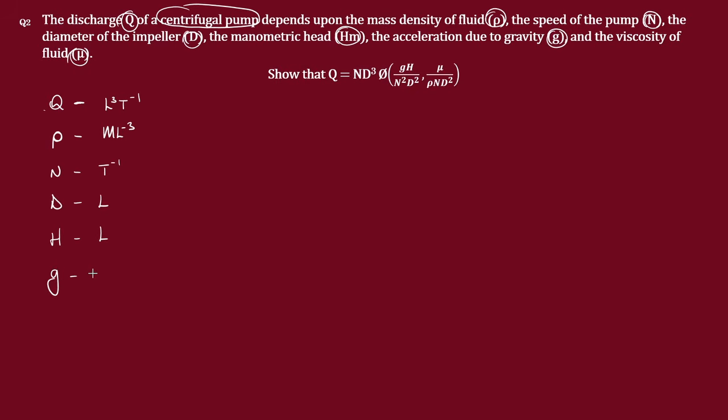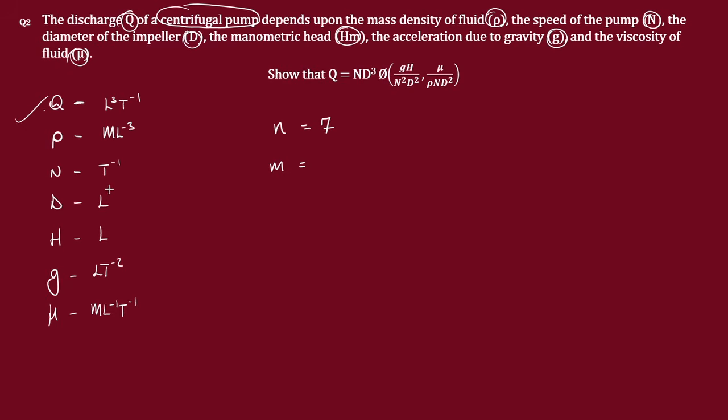Acceleration due to gravity, we're familiar with this, so this is length per time squared. And the viscosity of the fluid mu is going to be mass per L per time. Okay? Really cool stuff. The first step, done. Second step, count the variables. So n is going to be equal to 1, 2, 3, 4, 5, 6, 7. Number of independent variables. Look at it. We have M, L, and T.